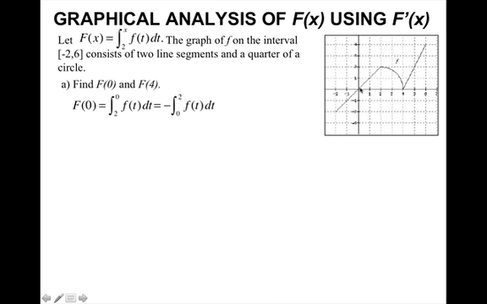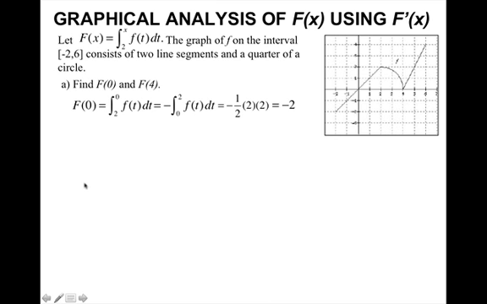So when I look at my graph, here's 0, here's 2. And you should see that you have a triangular shape, and we can calculate the area of this triangle. We have a base of 2, a height of 2, and then of course divide by 2 for the area of a triangle, which will give me -2.